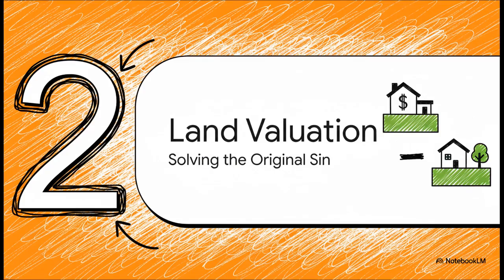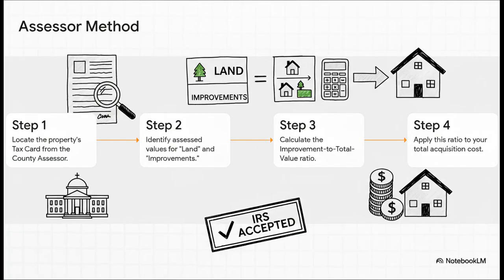So, now that we've established our total capitalized cost, we can finally tackle the heart of the issue, performing a truly defensible subtraction of the land's value. There are a few ways to do this, and you need to know that each one comes with a very different level of risk. So the most common approach you'll see is the Assessor Method. You basically go to the county tax card, find the ratio of the improvement value to the total assessed value, and then you apply that same ratio to your own cost basis. The IRS often accepts this as a reasonable safe harbor because you're using a third-party government source. But, and it's a big but, it isn't foolproof.